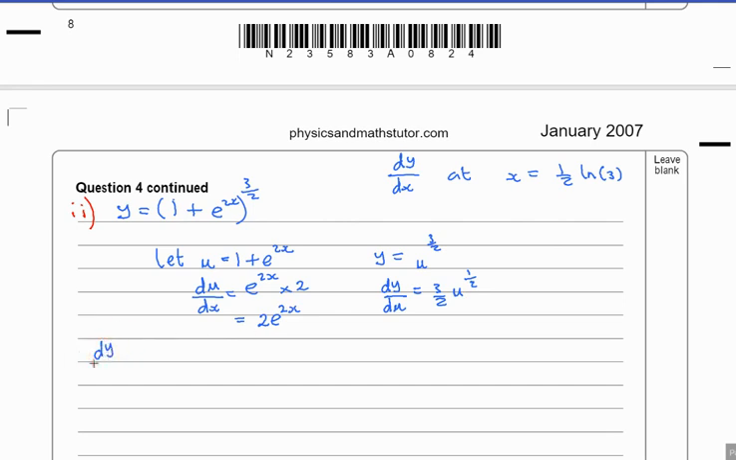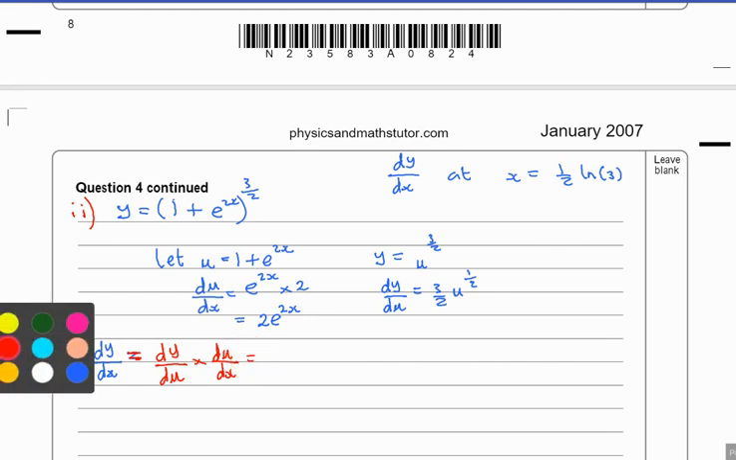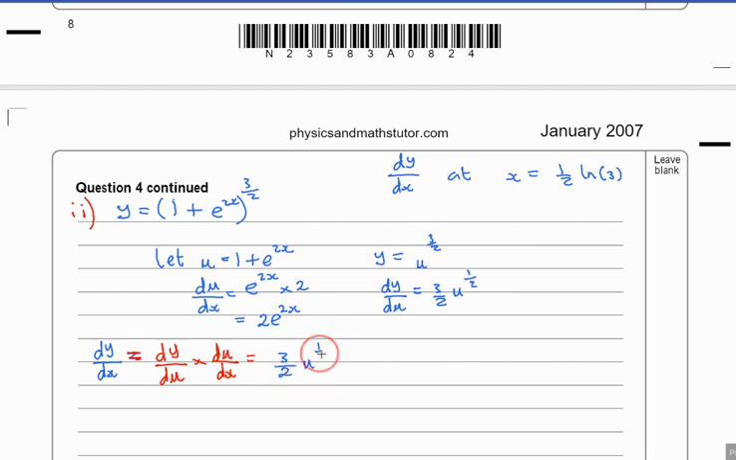So we have dy dx, just writing out the chain rule, equals dy du multiplied by du over dx. And dy du is going to be 3 over 2 u to the power of a half. Du dx is going to be 2e to the 2x.